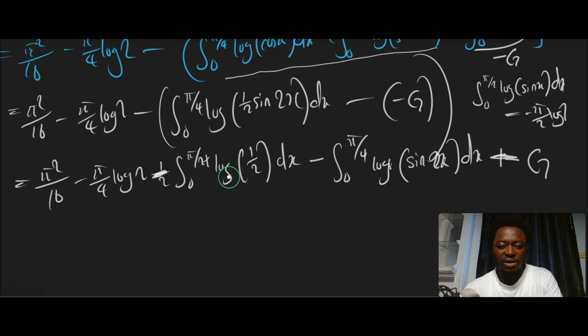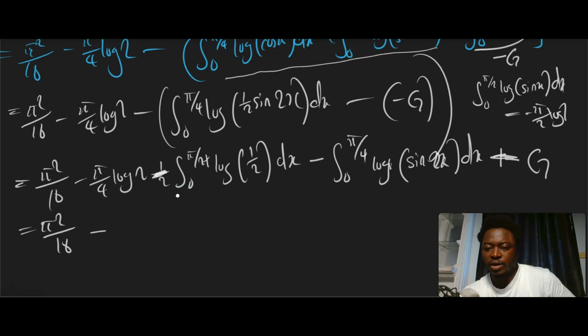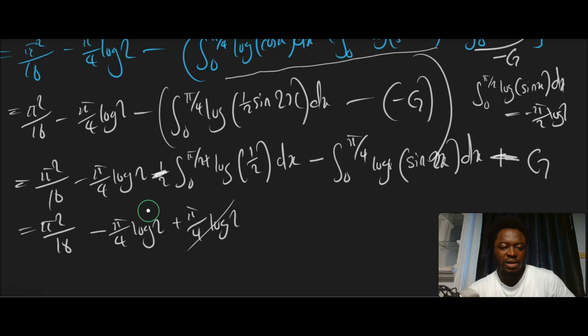So this is a minus sign. Now this is going to be a pi over 4. This is going to be a plus pi over 4 log 2. So this is going to be pi squared over 16 minus, let's see. Here you will get to cancel this out. I think this cancels out with this. This is going to be minus pi over 4 log 2. Then you have a plus pi over 4 log 2. So they cancel out evidently.